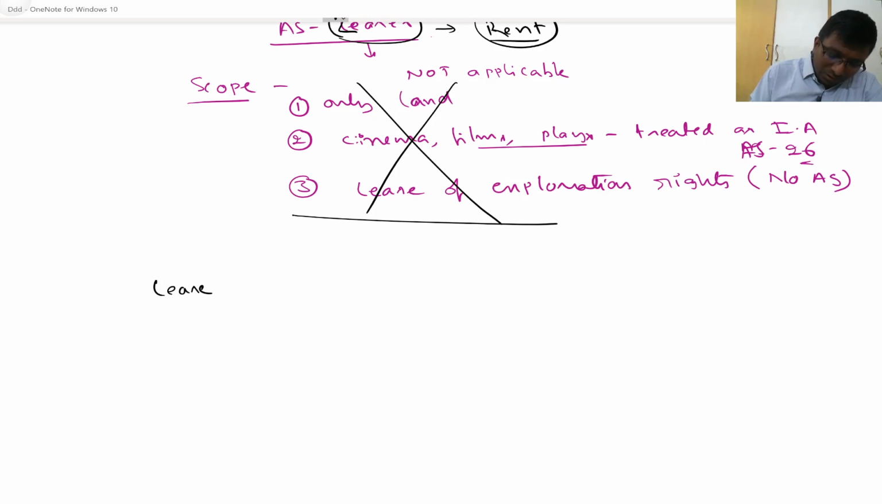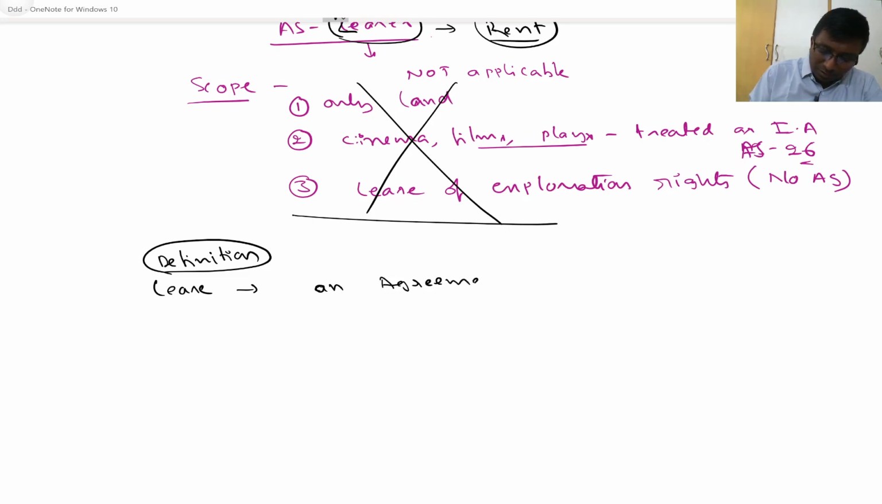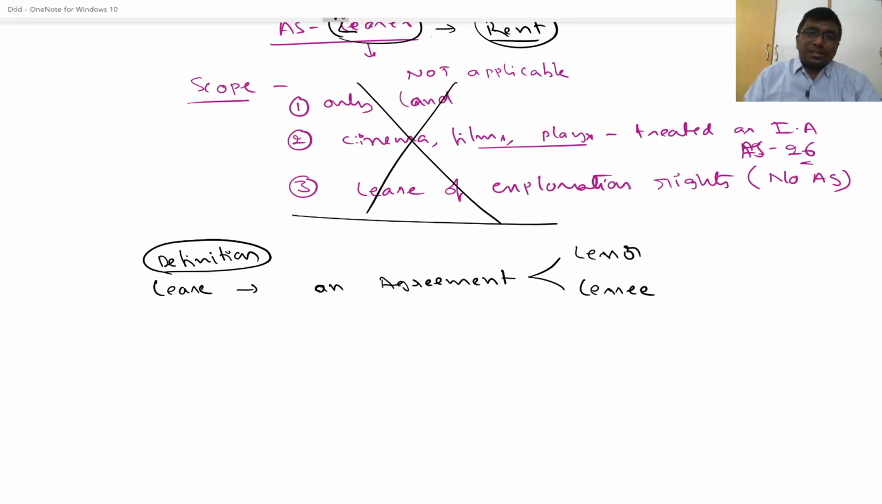Now the next point: what is a lease? Let us look at the lease definition. A lease is an agreement. When I say agreement, there will be a minimum of two parties. Whoever is giving the asset on lease is called the lessor. Who is taking it on lease is called the lessee.